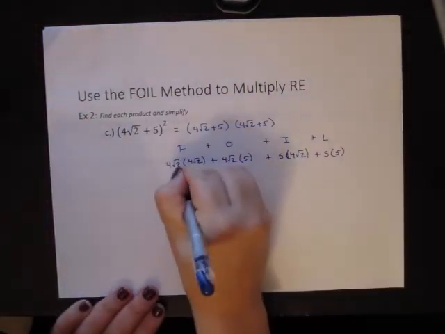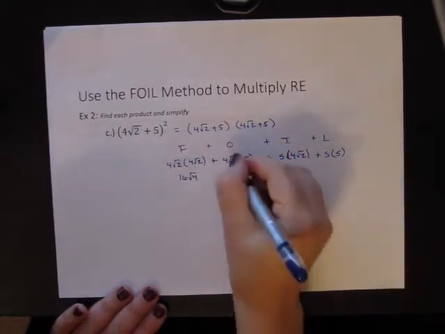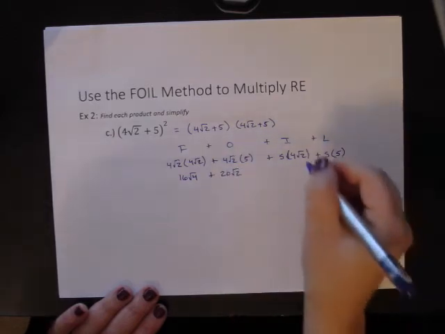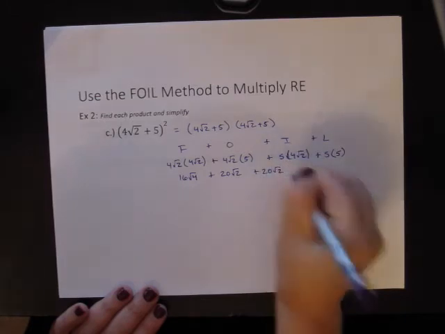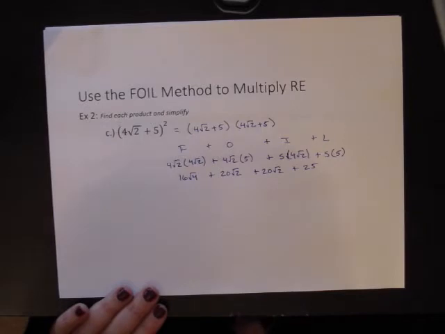4 times 4 is 16. Square root of 2 times square root of 2 is 4. 4 times 5 is going to be 20 square root of 2. 5 times 4 is going to be 20 square root of 2. And 5 times 5 is going to be 25.